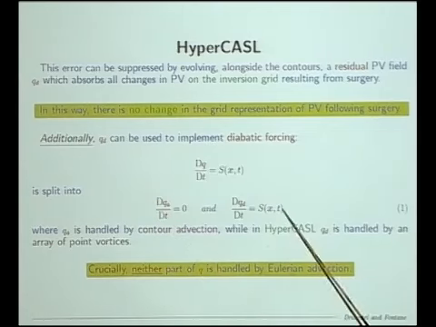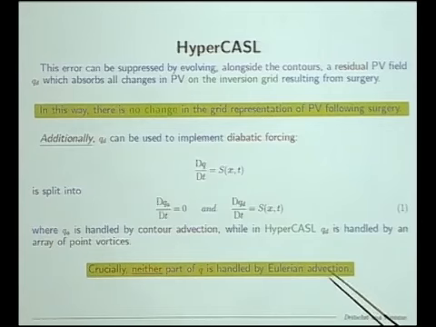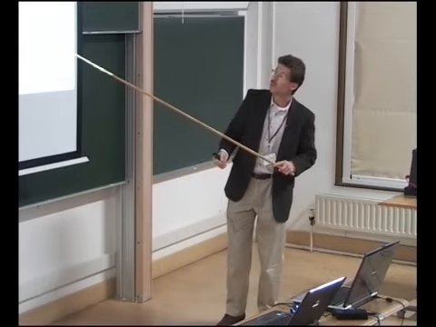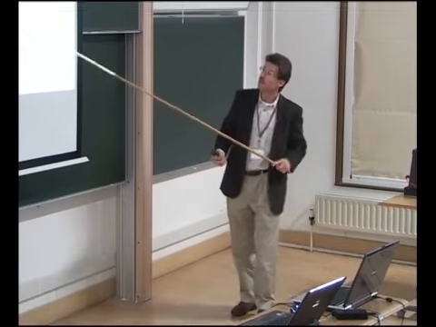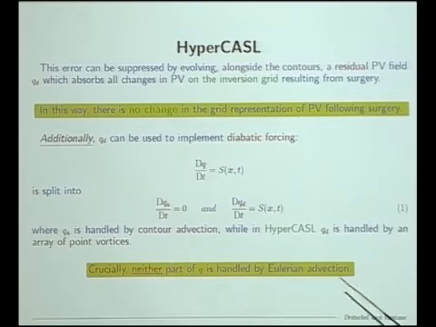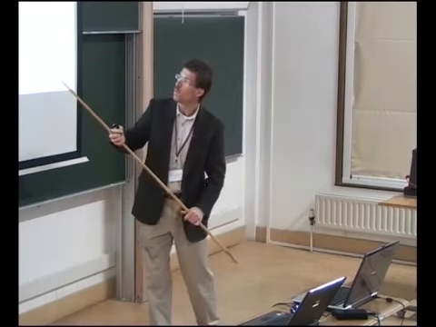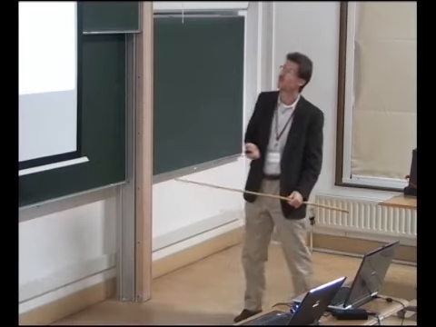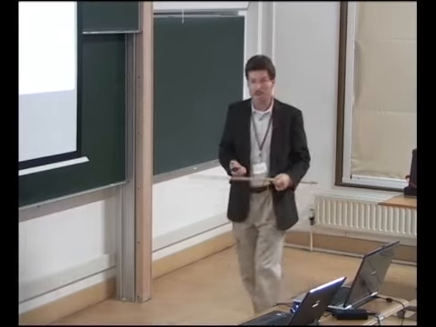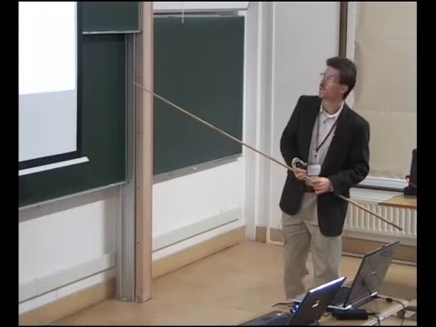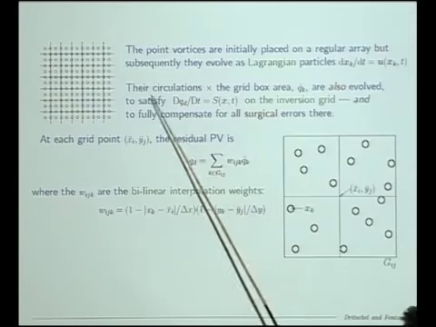So we can split the single equation with some source on the right-hand side, which can be rather general, into a conservative part, which we use contours for, and a diabatic part, which we are going to have a source here, which is evolving QD. So we evolve QA by contour advection, whereas QD is handled by, in this case, an array of point vortices. So we keep both aspects of the evolution Lagrangian. Contours here and point vortices here, two Lagrangian methods.